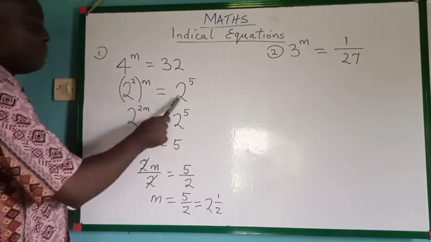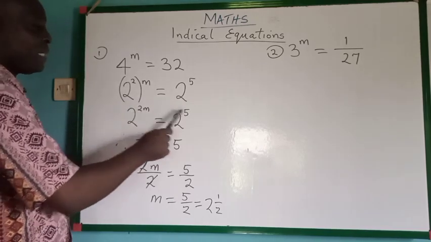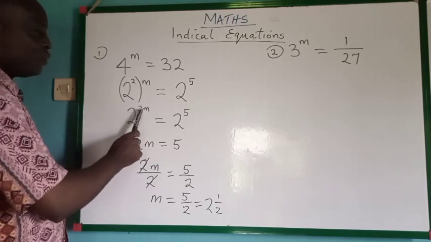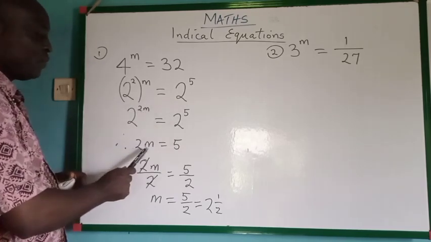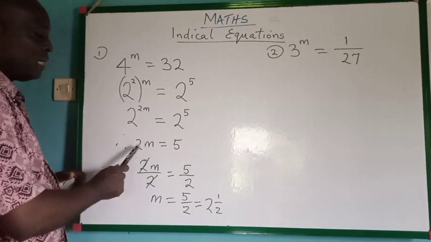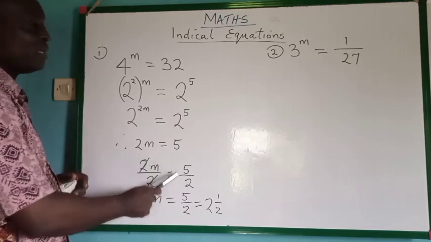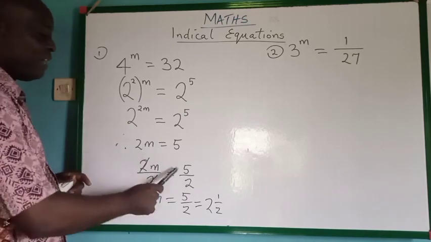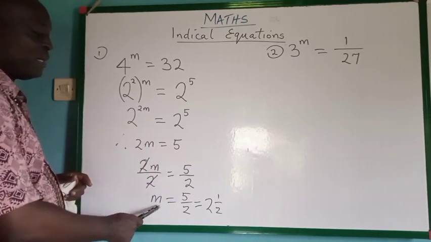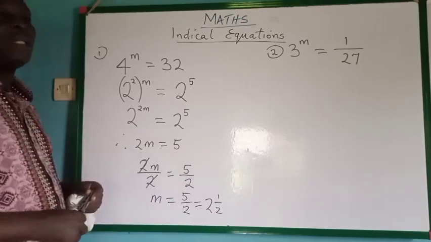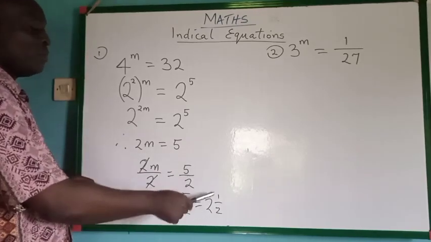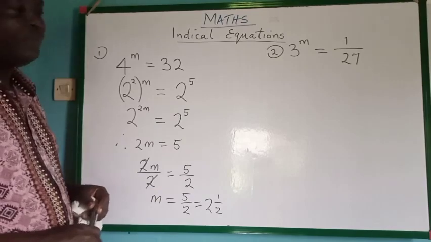If the two base numbers are the same, then the powers are the same. So that makes 2m equals 5. For me to allow m to stay alone, I will have to divide this side by 2. Whatever I do to the left hand side, I will do the same to the right hand side. If I divide 5 by 2, which is the value of m now, I can express that as a mixed number, where I will have 2 whole number 1 over 2.